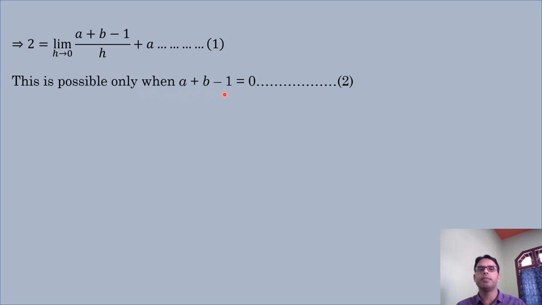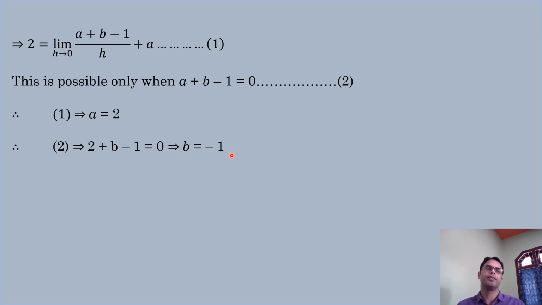So using a plus b minus 1 is equal to 0 in equation 1, this is 0, so 0 plus a is equal to 2. So we got the value of a as 2. Then using this value of a in equation 2, you will get the value of b also. So a is 2, this gives 2 plus b minus 1 is equal to 0. So b will be simply minus 1. And that is the solution for the question.